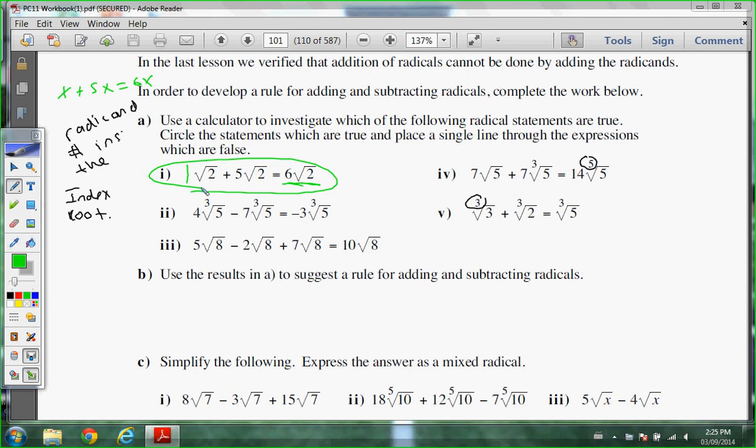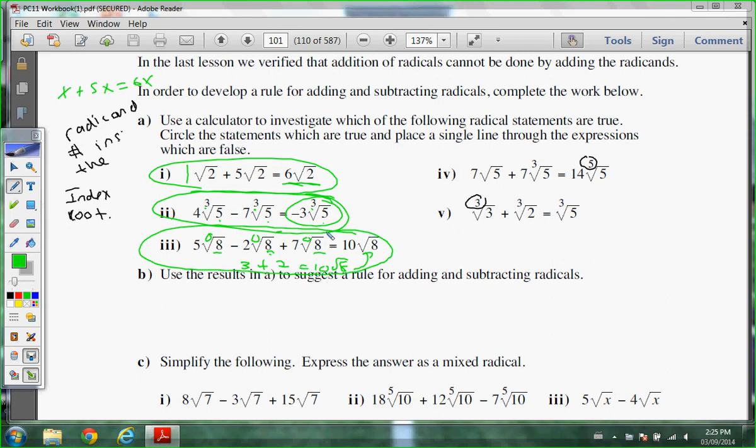Same thing here. Index is 3. Root 5, root 5, root 5. Okay, 4 minus 7. 4 cube root 5 minus 7 cube root 5 is negative 3 cube root 5. So this one also is correct. Okay, and the last one here. Same radicand, same radicand, same radicand. They're all 2's. If nothing's there, it's a 2, just a square root. Okay, 5 minus 2 is 3, plus 7 is 10 root 8. That's what's here. So this one's also correct. So that means we have all 3 of those correct.